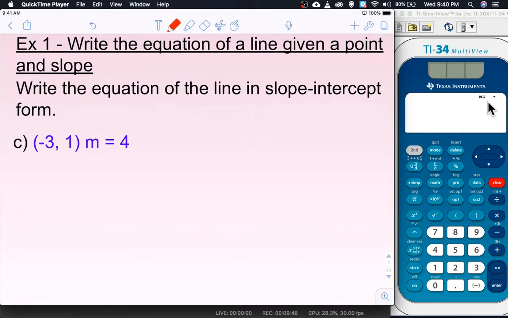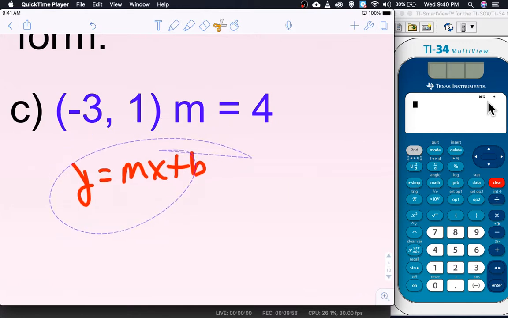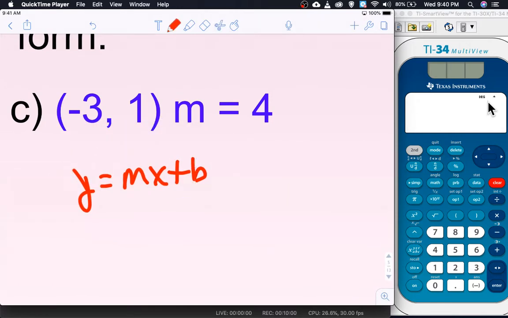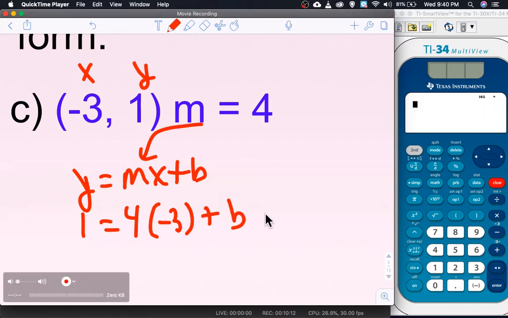Okay, so let's see here. Hopefully you started pretty much the way we started the previous two problems. Slope-intercept form. You plugged in your slope for slope. You plugged in your x value for x. You plugged in the y value for y. And the only thing we could not plug in for was the b.